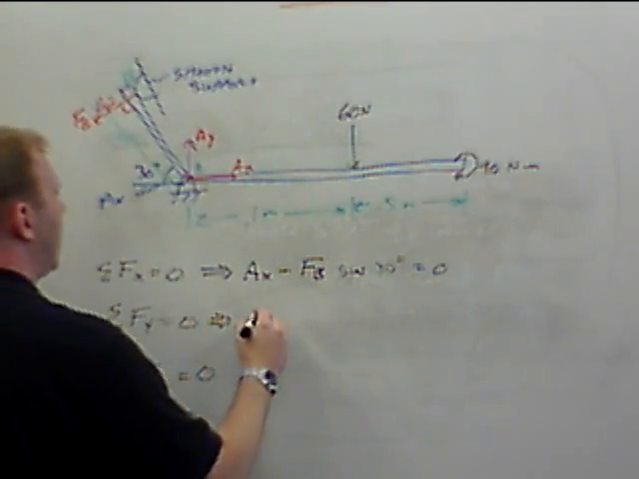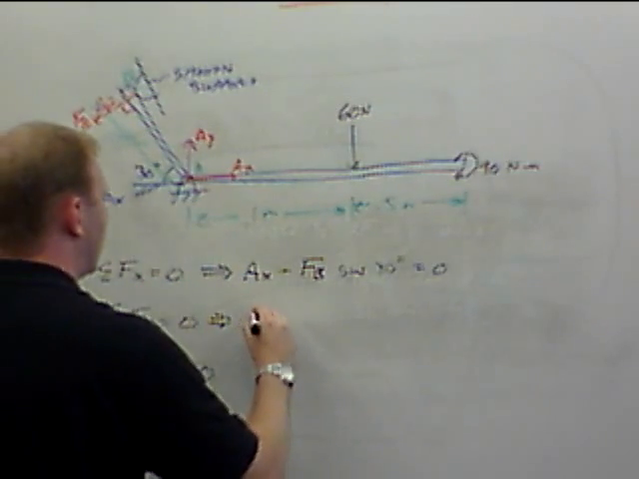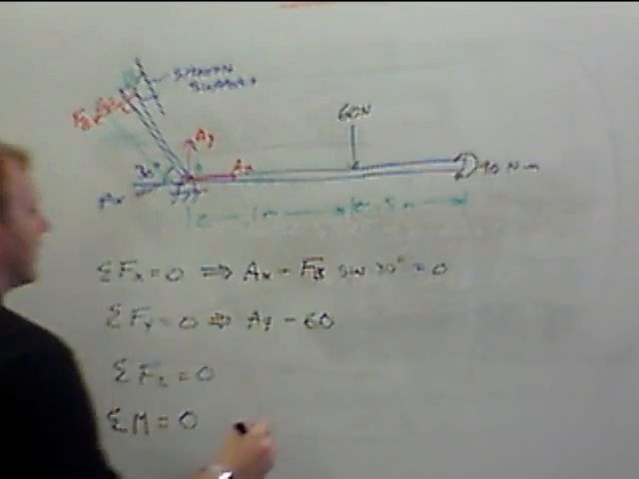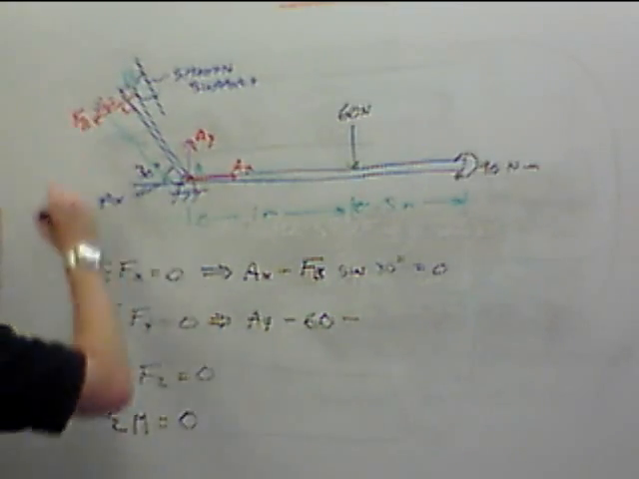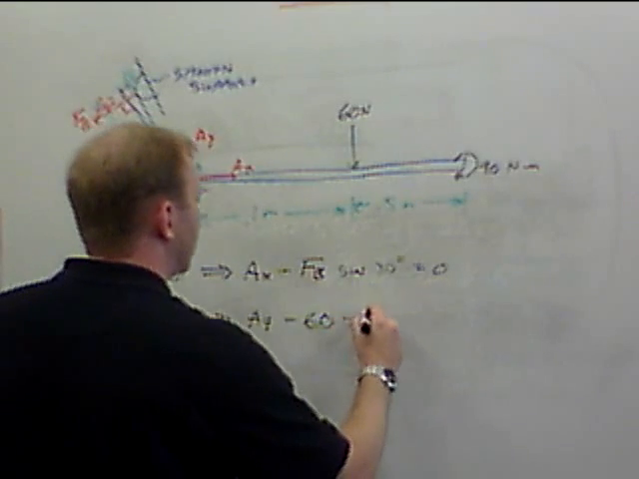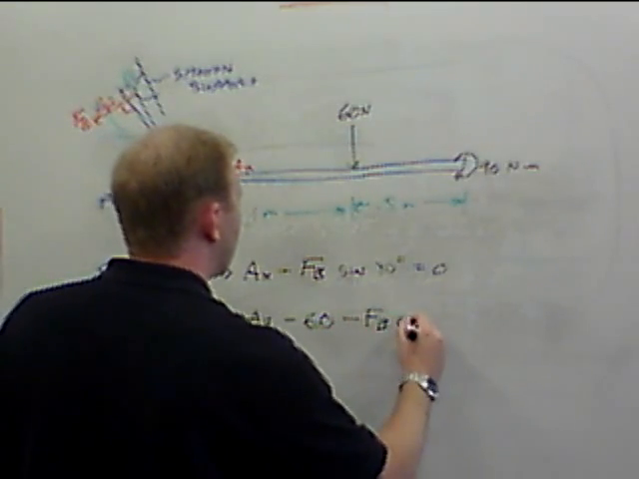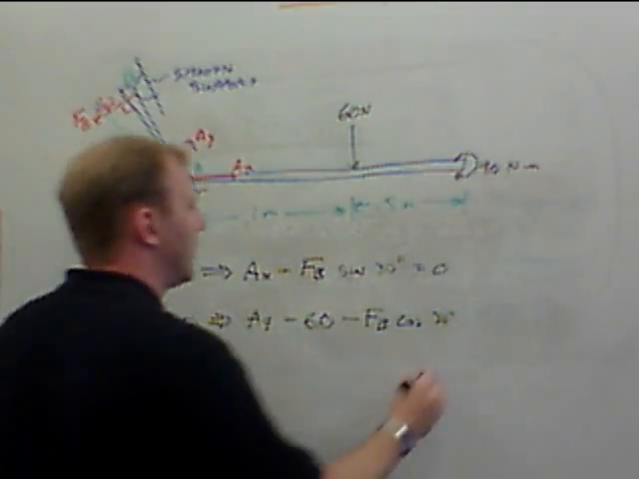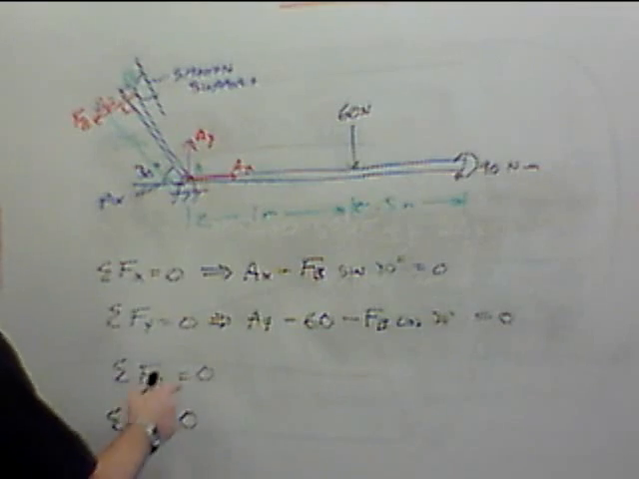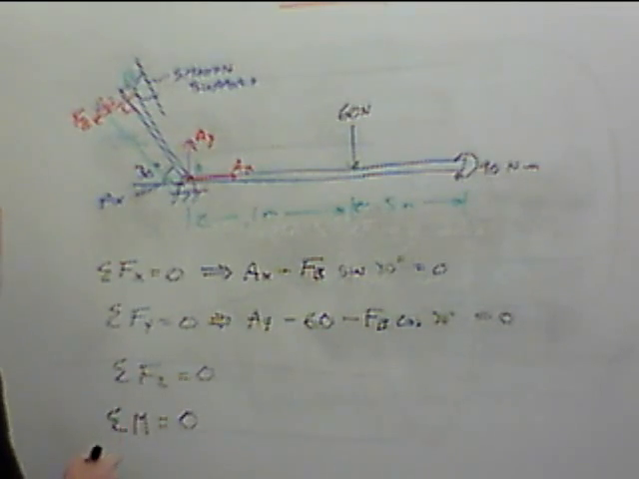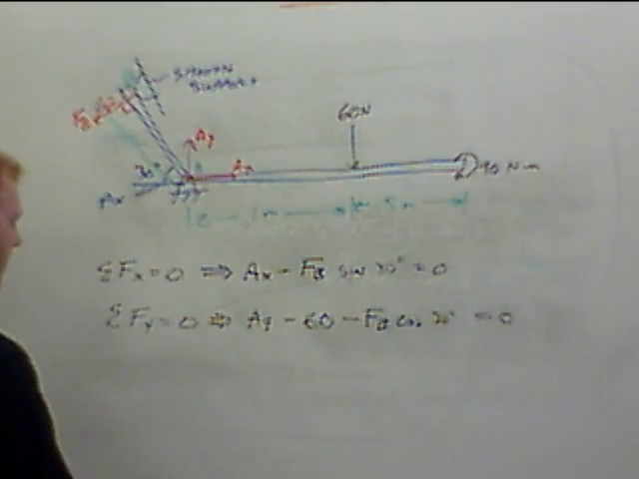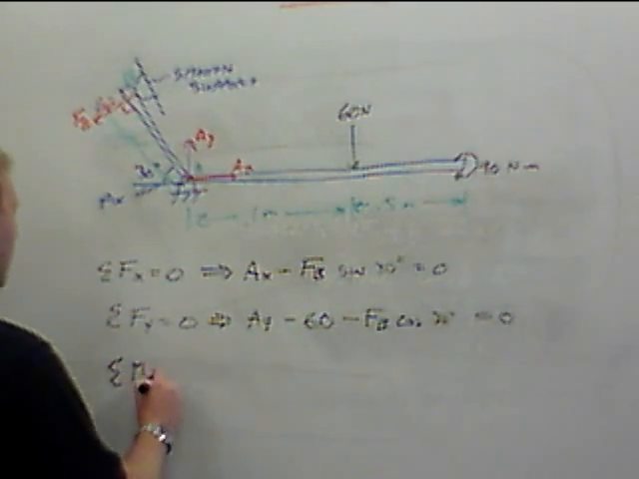Summation of forces in the y, we have AY minus 60 minus FB cosine 30. That equals 0. Summation of forces in the z, we don't have anything. Again, it's a 2D problem, we don't include z. That was an oversight on my part. So we are just going to have summation of moment equals 0.